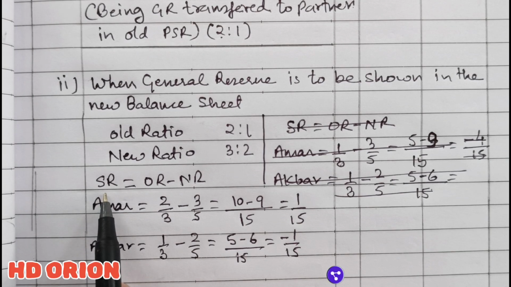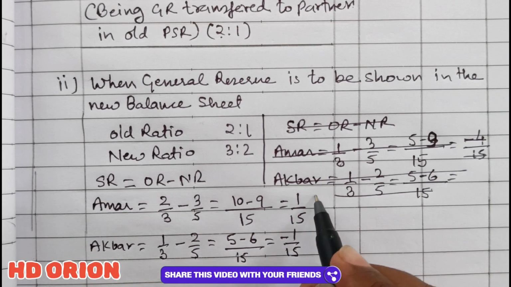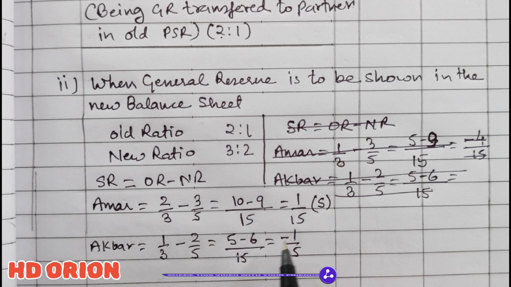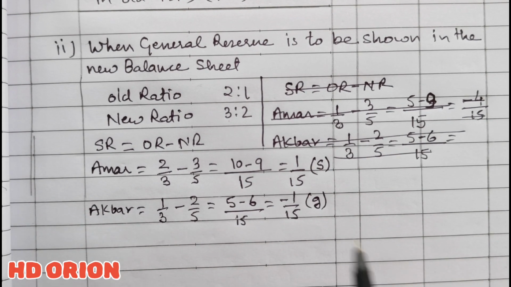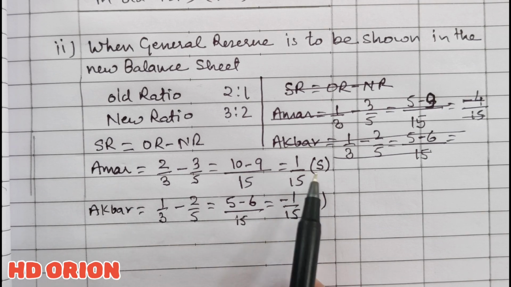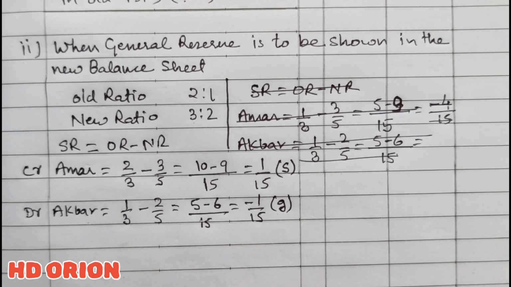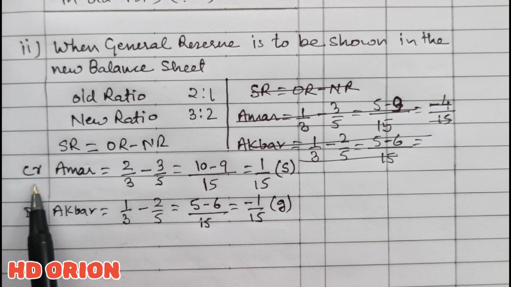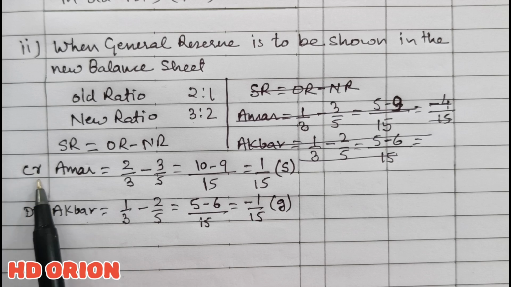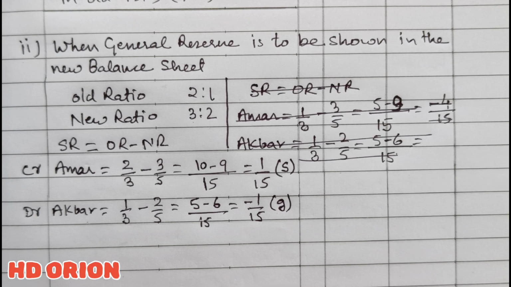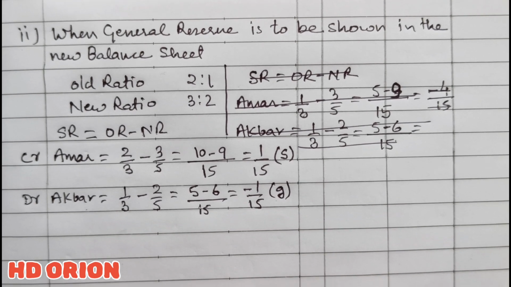Because we have calculated sacrificing ratio and the answer is coming positive, Amar is sacrificing, and the other partner Akbar has minus 1/15, so he is gaining. And we know that the partner who sacrifices, his capital account is to be credited and the partner who has gained, his capital account is to be debited. So based on this, we will pass the journal entry in which one account will be debited and the other account will be credited without mentioning general reserve account. So let us pass the journal entry here.